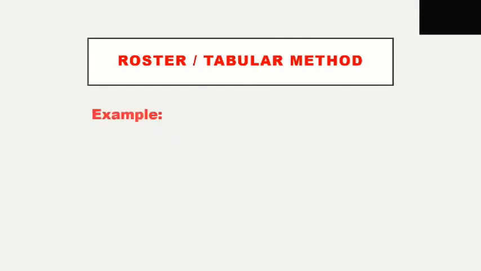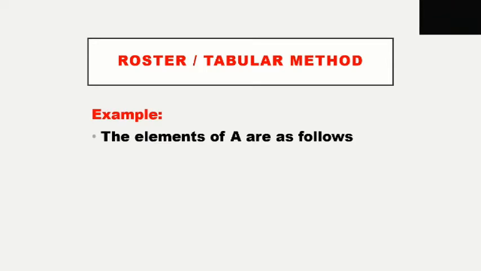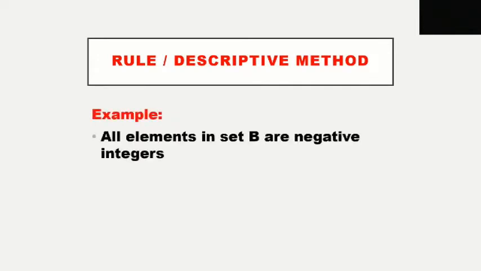Example of the roster or tabular method: the elements of A are as follows. The elements of A are separated by commas and inside curly braces. Rule or descriptive method, example: all integers in set B are negative integers. So the common characteristic of the elements in B is being negative integers.